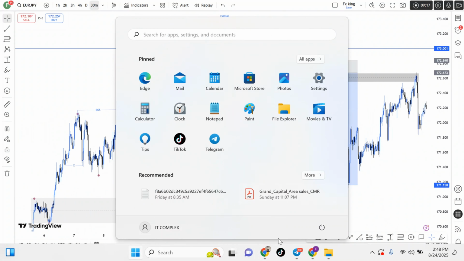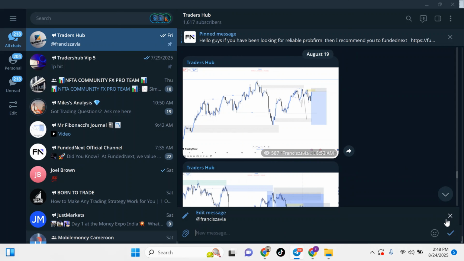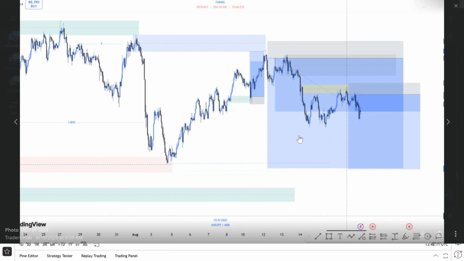Let's go back to the Telegram group and watch out for the next trade. So back here on the Telegram group, this is AUD JPY, right? I'm sure. Yeah, this is AUD JPY.